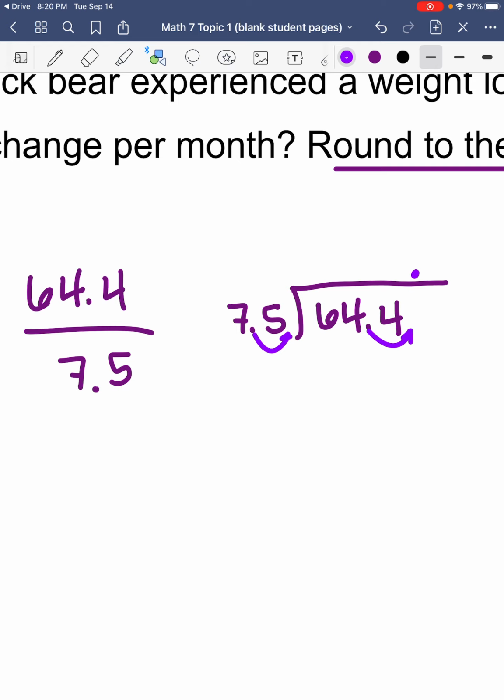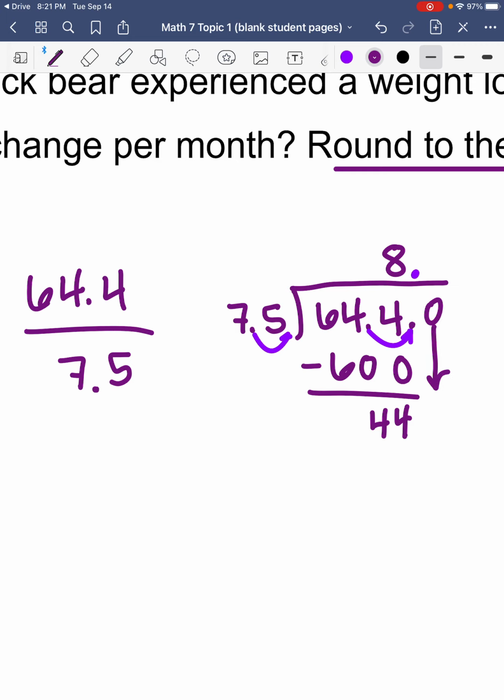Well, I know that 75 times 10 would be 750. So I know 644 is about a little bit over 100 away from that. So let's try maybe 8. 8 times 5 is 40. Carry my 4. 8 times 7 is 56. Plus 4 is 60. So I got really, really close. I couldn't have gone any bigger. So 644 minus 600 is 44. Let's add our decimal and a 0 and bring down that 0.